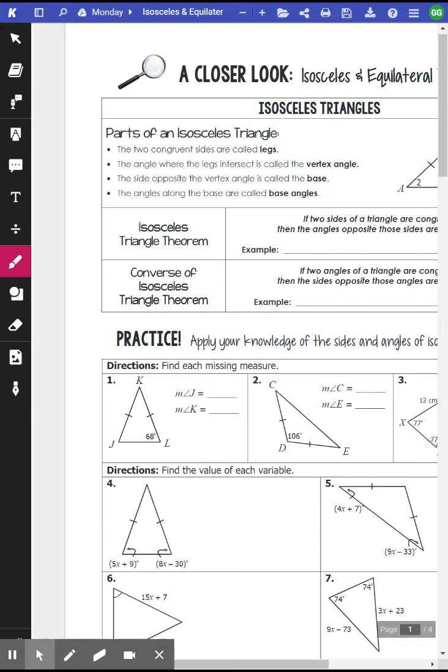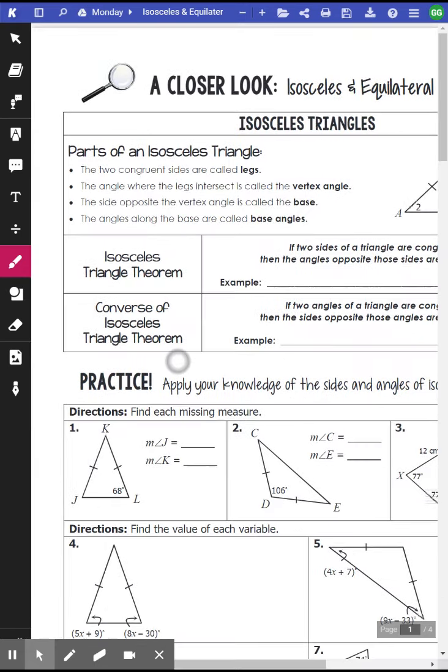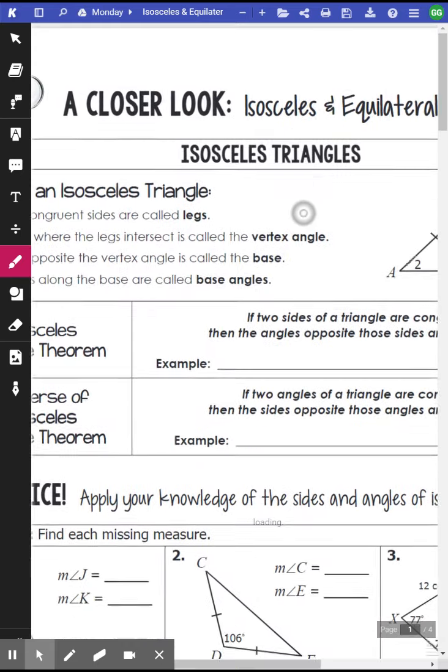Starting our next lesson, we have two more lessons before our next test, and I think our next test will be this Friday. We are going to focus this one on isosceles and equilateral triangles. First one I want you to really get yourself acquainted with is the isosceles triangle.